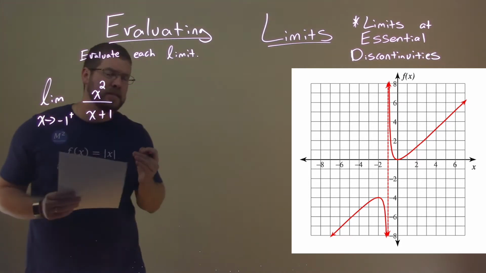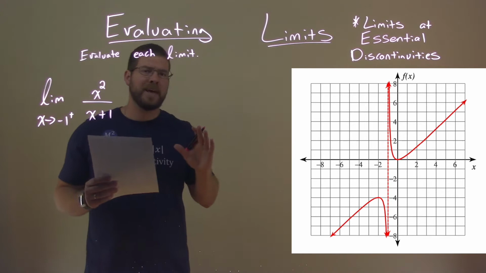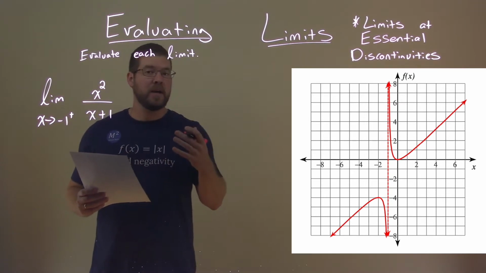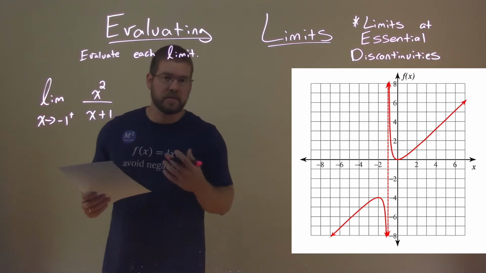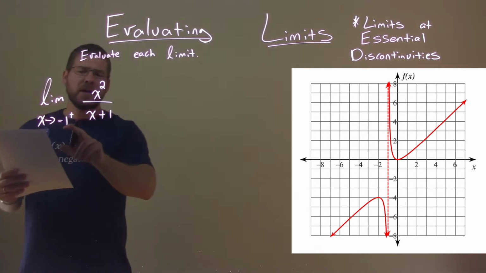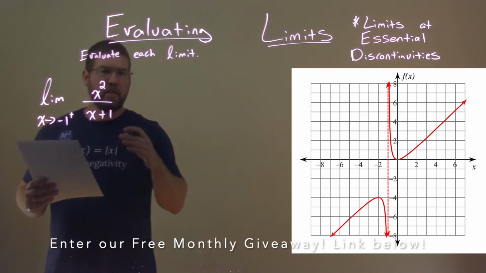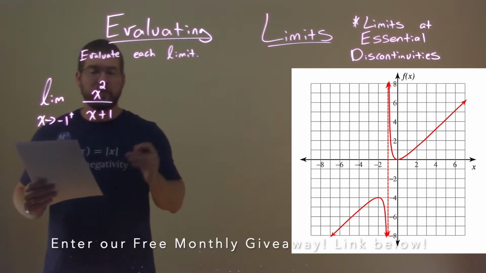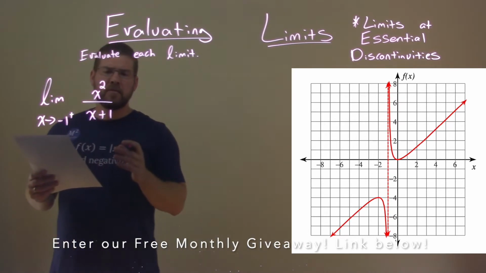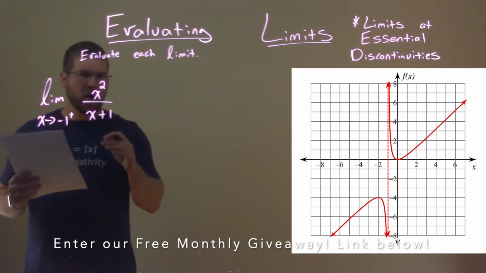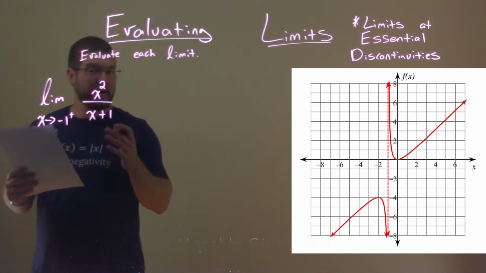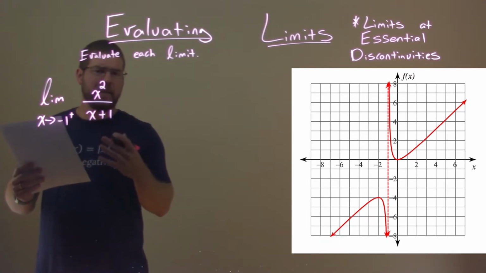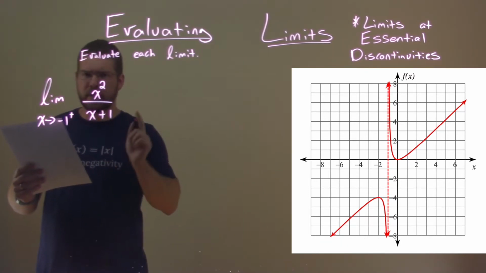We're dividing by 0. And that tells us we have a limit that's going to some infinity, whether it's positive or negative, or maybe doesn't exist. So here we're approaching negative 1 from the right. And so what I like to do is take a value that's just to the right of negative 1 and see if it's positive or negative. And we'll see that in a moment.